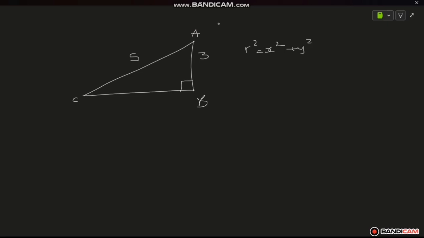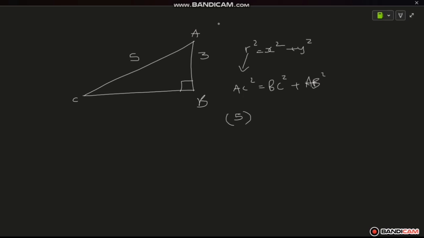So this is the theorem of Pythagoras. We know that R is what? Is AC. I hope that makes sense. R is AC, you can write it as AC squared. X is BC. Y is AB squared. Then what's the value of AC? It's 5. Then we do the substitution.